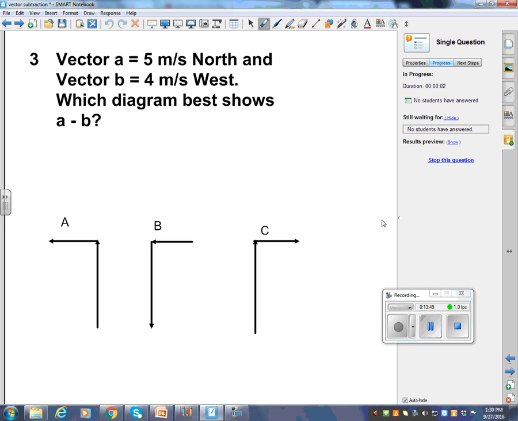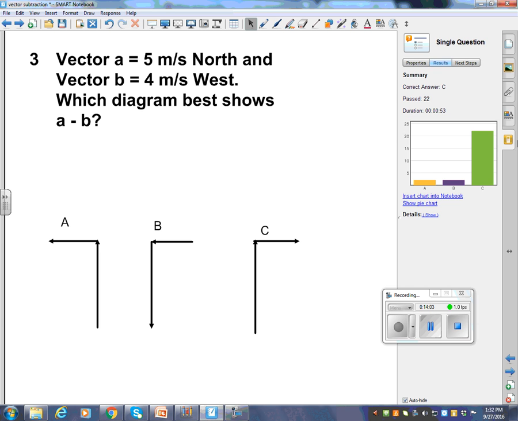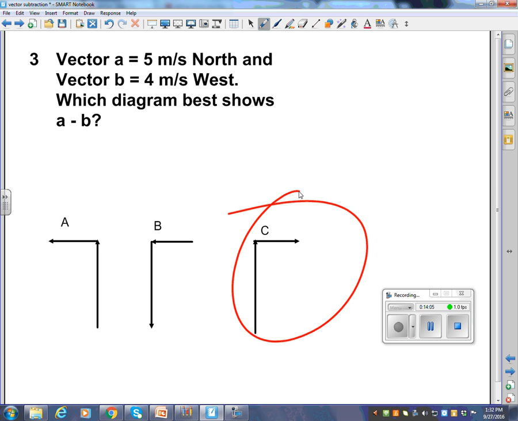If vector A is 5 meters per second north and vector B is 4 meters per second west, which diagram best shows A minus B? Okay, let's see how we did. Correct answer? C. A is 5 meters per second north. B is the one we subtract. Don't lose focus. So west becomes east. C.